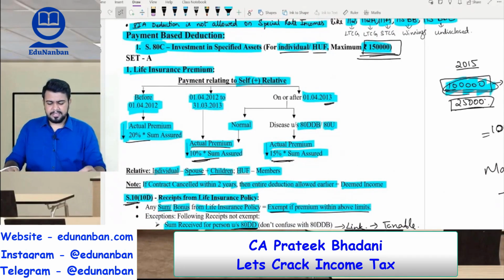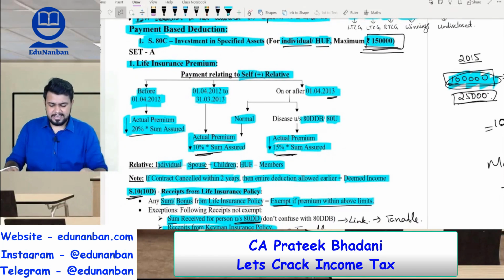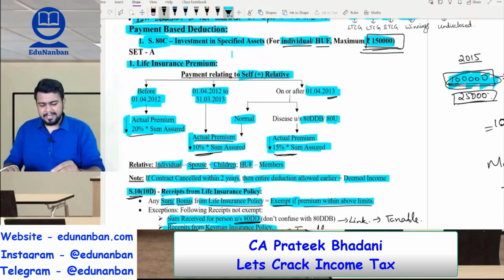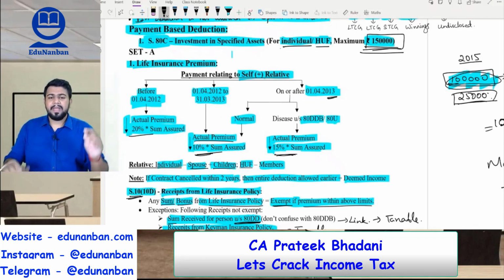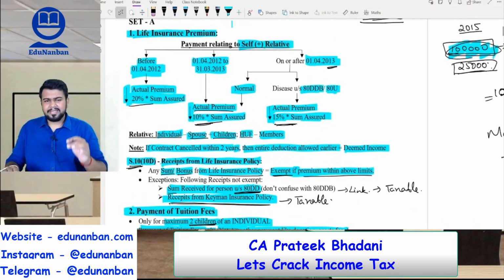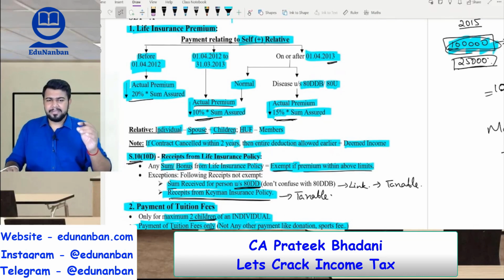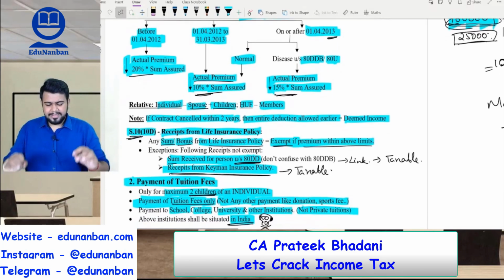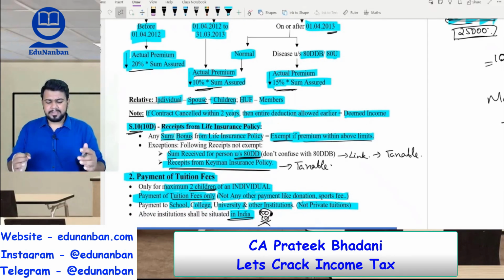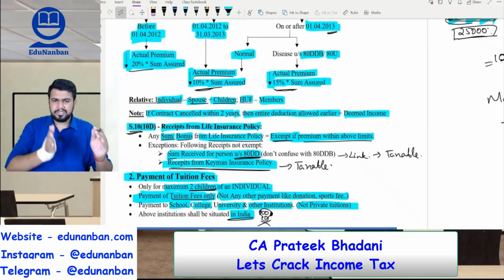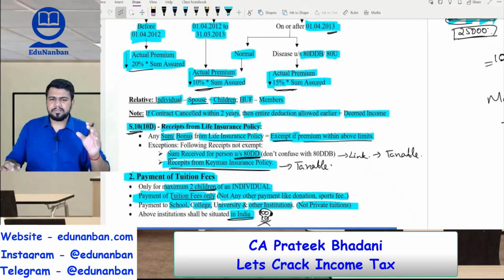Next, payment based deduction. The first deduction is section 80C. Very important. Section 80C deduction is given for investment in some specified assets and is given only to individual and HUF. The maximum 80C deduction limit is 1,50,000 rupees. The first 80C deduction we are going to study is life insurance premium. It is allowed as deduction if the premium is paid for self or relative. Self means the individual himself, and relative means, in case of an individual, spouse and children, and in case of HUF, the members of the HUF.